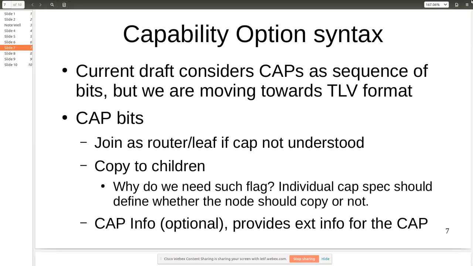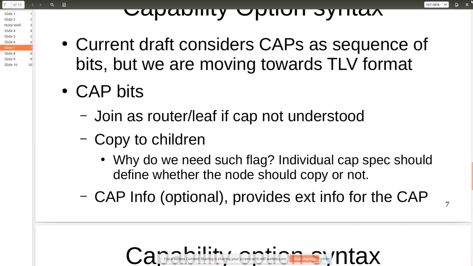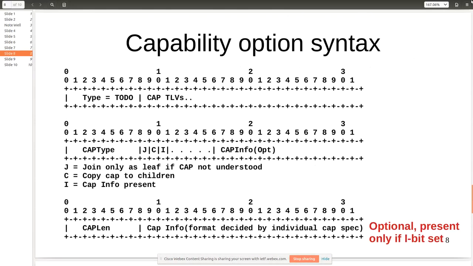So going ahead, another thing that we discussed in the last interim was that we need additional capability information. This information might be optional, and again on a per capability basis. So we need a mechanism using which extended information can be optionally specified on a per capability basis. Can we go on to the next slide, please? The next slide shows the format of the capability options.